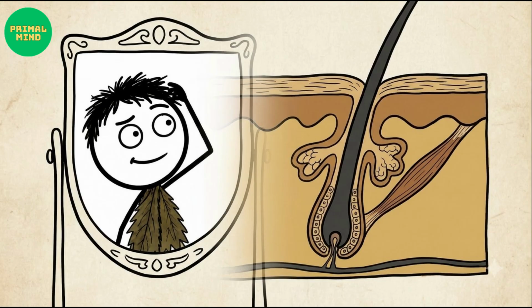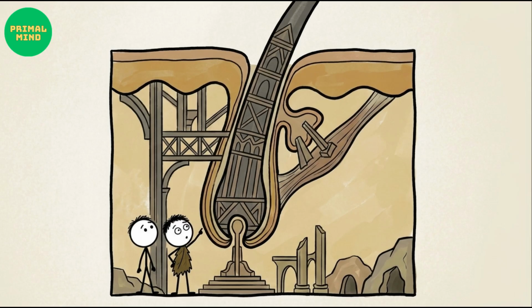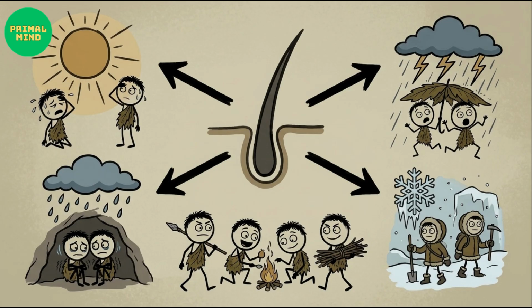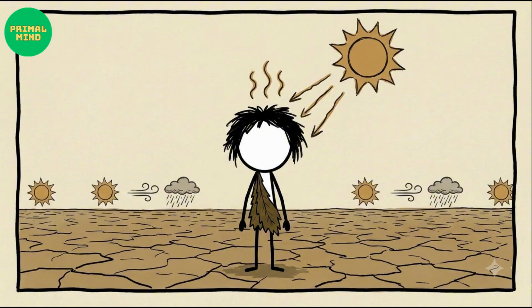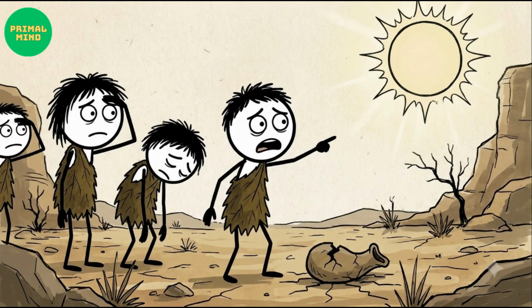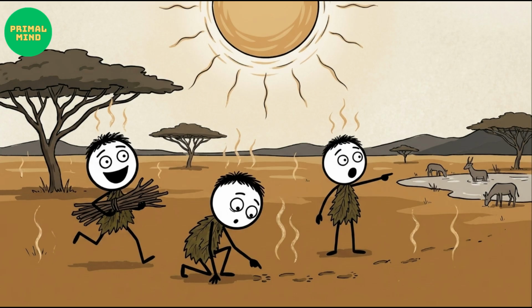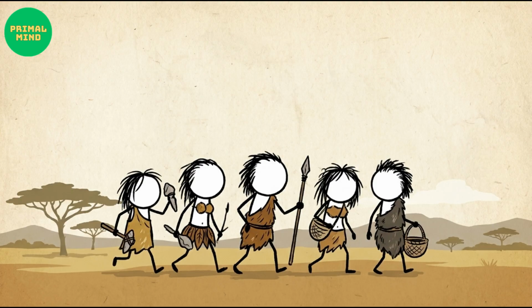This isn't cosmetic trivia. This is architecture, quite literally shaped by evolution over hundreds of thousands of years to solve a problem your ancestors were dealing with every single day, whether they knew it or not. And that problem, for the very first modern humans, was heat. Specifically, the brutal, relentless heat of equatorial Africa, where Homo sapiens first appeared.